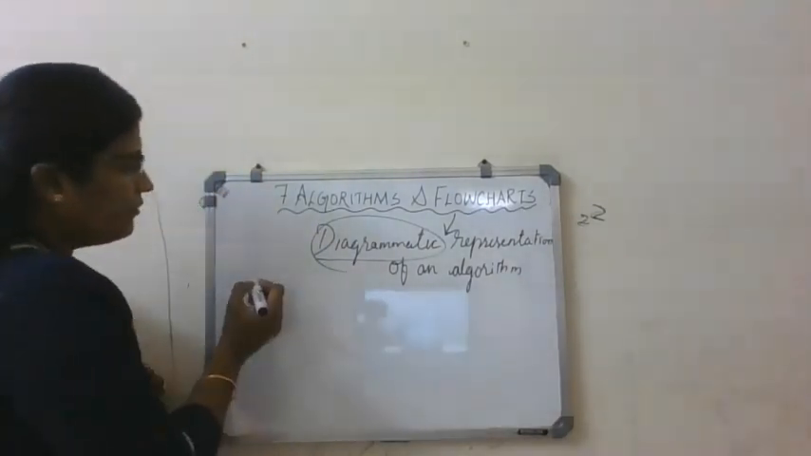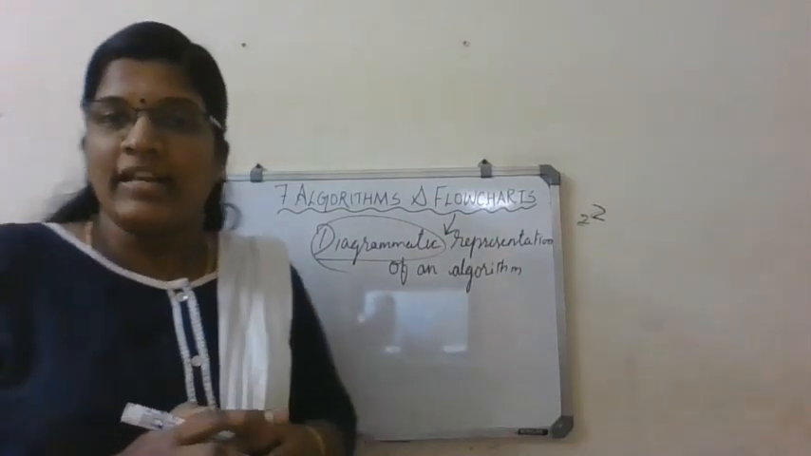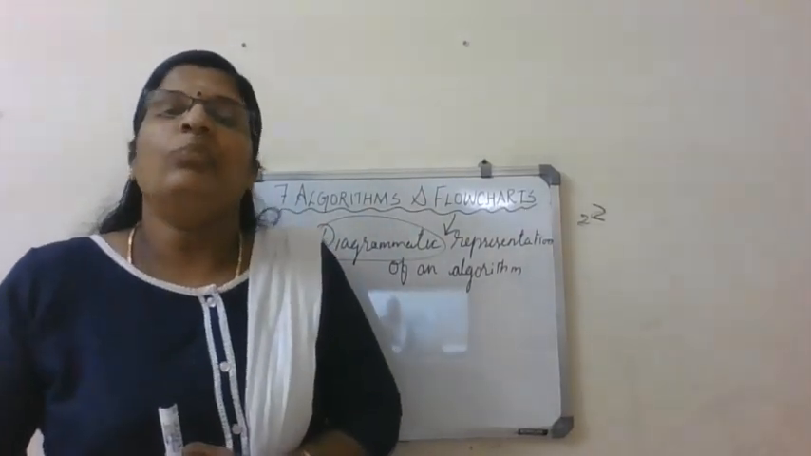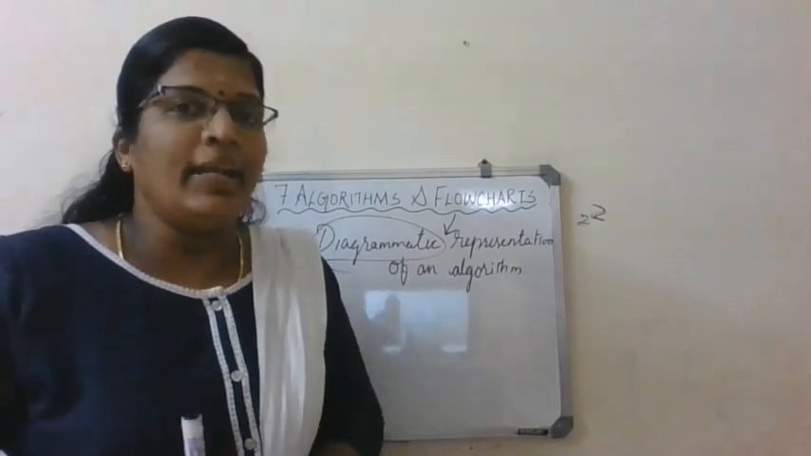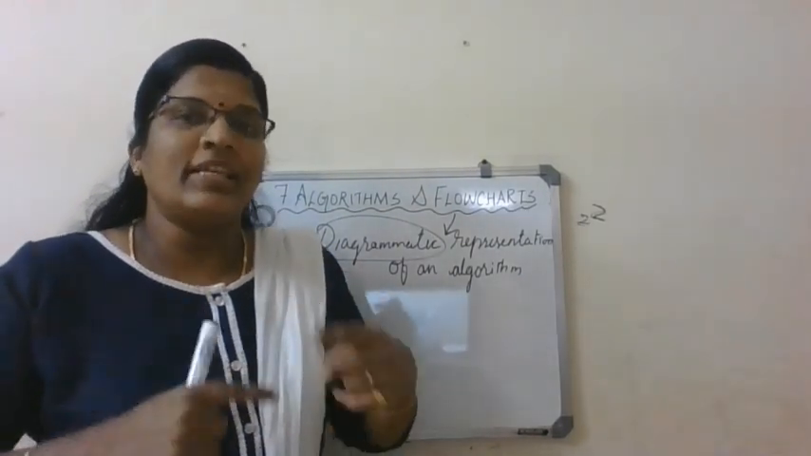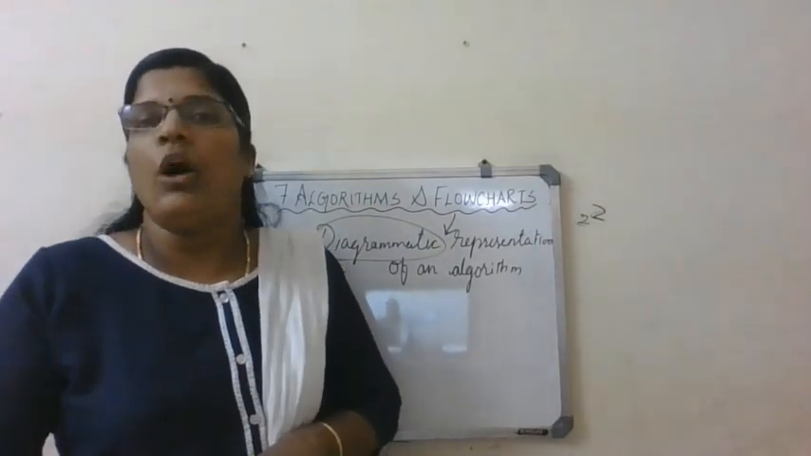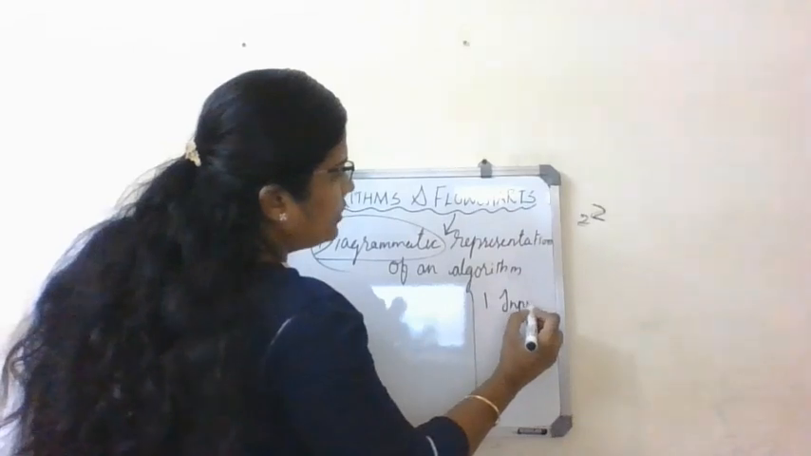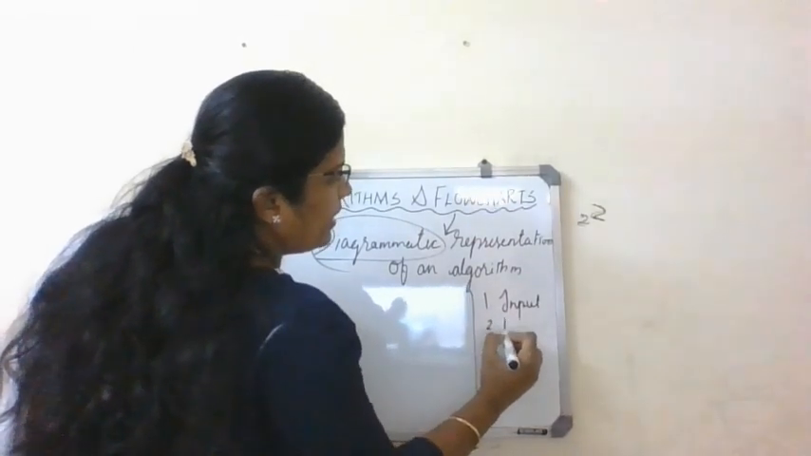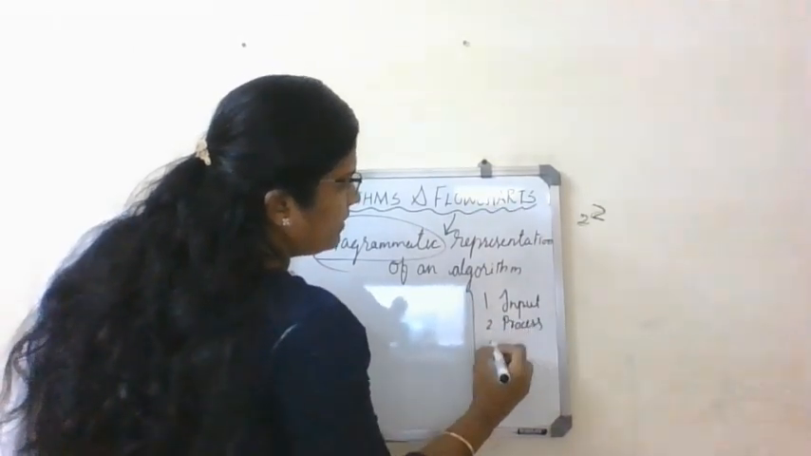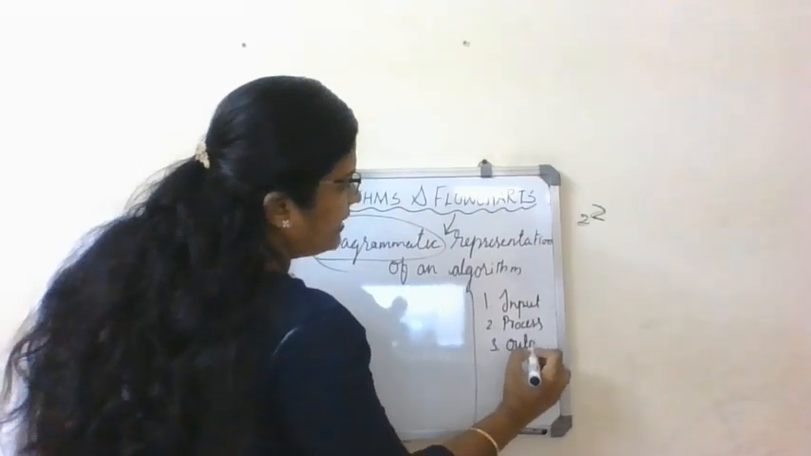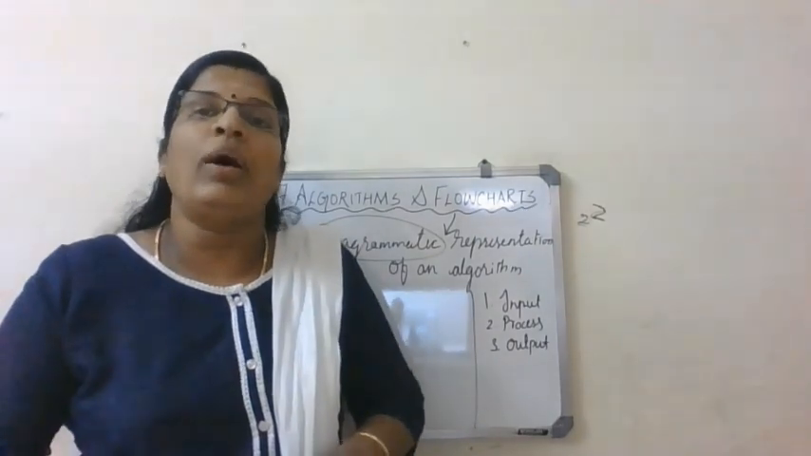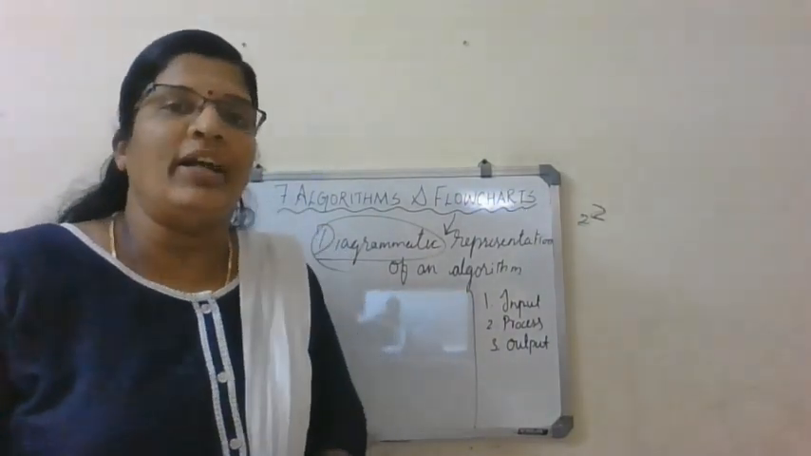When we write an algorithm, we follow 3 steps. Do you remember what the steps are? Taking input, then processing the data, then displaying the output. First one is input, second is process, third is output. These are the 3 main things while writing an algorithm or a flowchart, right?